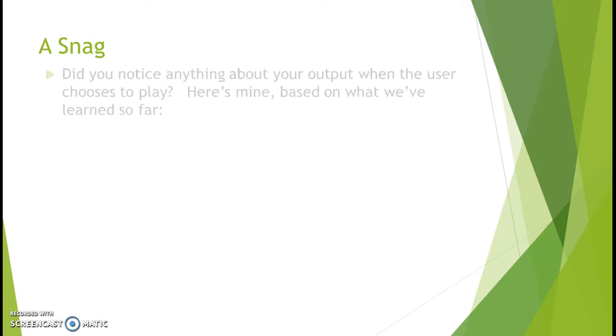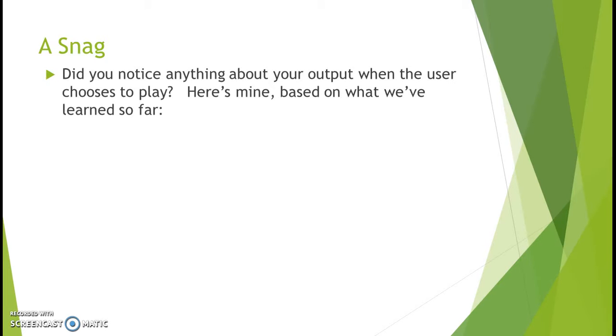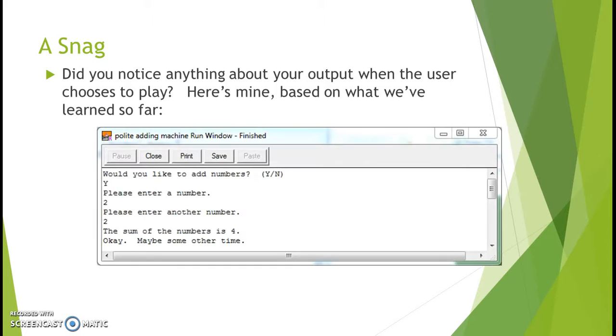Alright, so you may have hit a snag when you did this. I did the same thing along with you. Did you notice anything about your output when the user chooses to play? Well, here's what I got for my output based on what we've learned in this course so far. My program asked the user if they wanted to add numbers. The user selected yes. They entered 2 and 2, and our program calculated the sum of the numbers, 4. Hey, it did it successfully, very good.